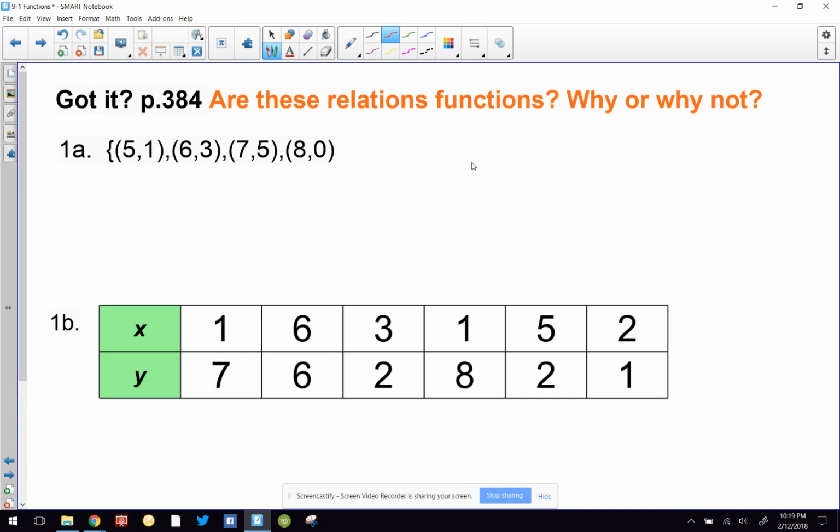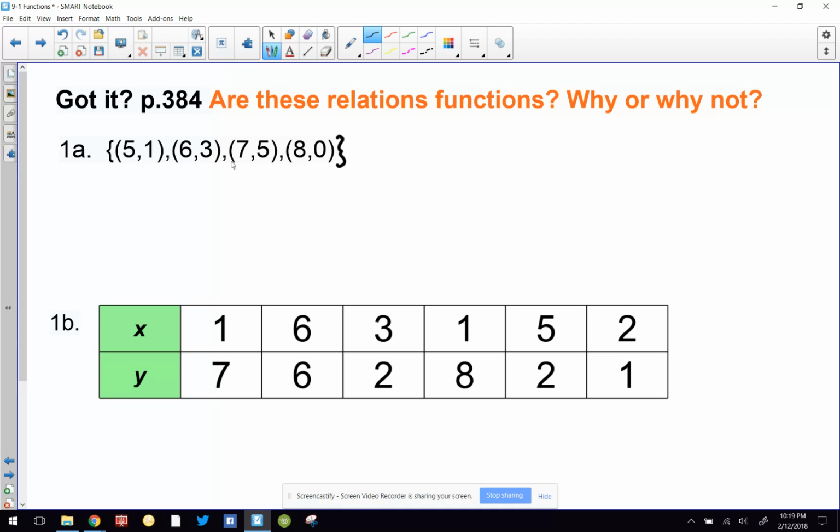So if we look at these examples, we can ask, are these relations functions? Why or why not? Well, if you'd like to pause the video and see if you can figure out if these are functions, that'd be great. If not, I will explain to you if these are functions or not. And I notice that in this first one, I am missing my brace. There we go, that's better.